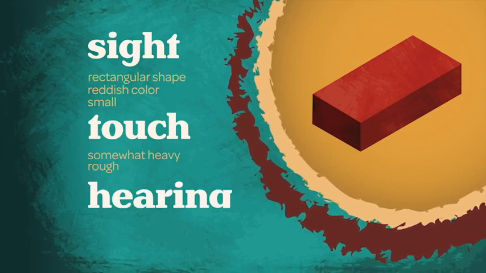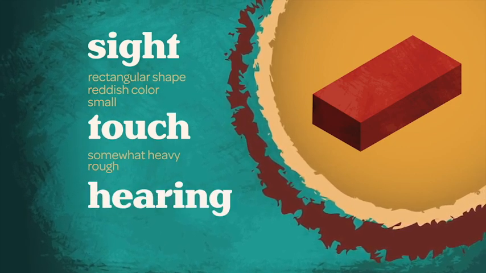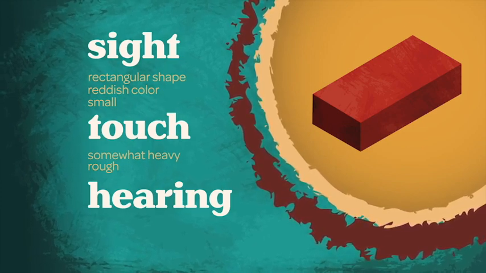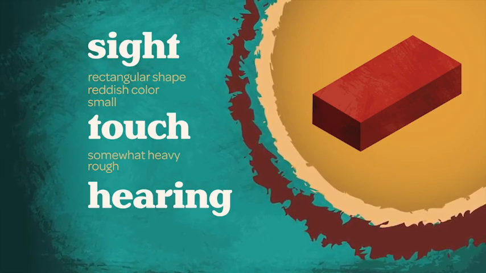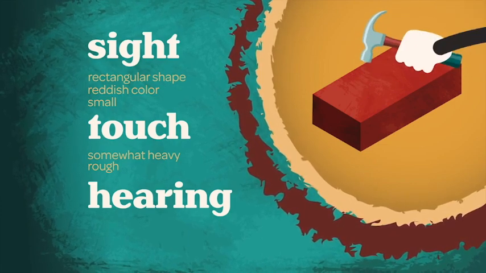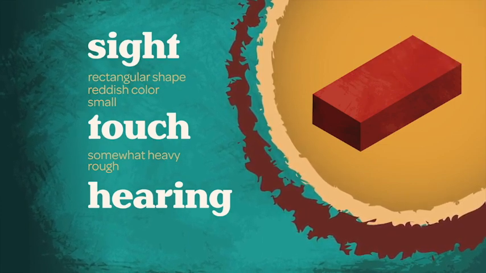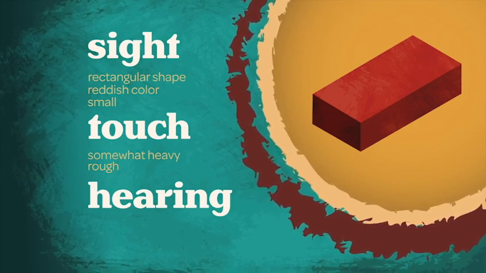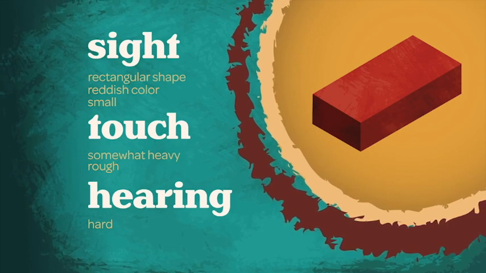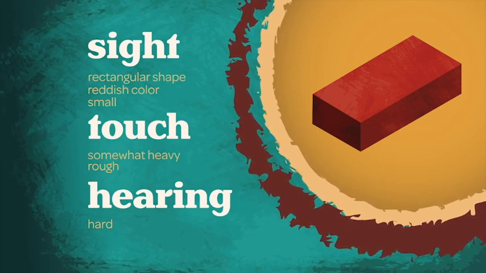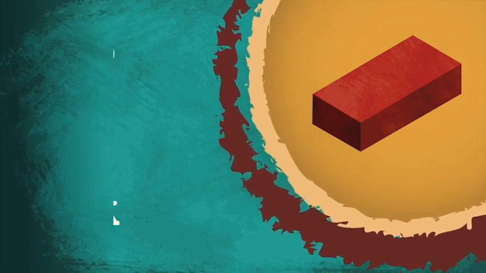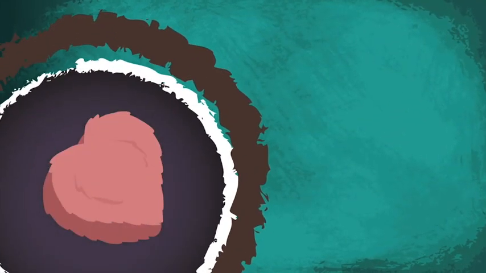Your sense of hearing can also help you make an observation about the object's texture. Tapping the object on a table or hitting it with a hammer makes a sound. This tells you that the object is hard. All of these observations help you recognize that this object is a brick. Now, observe this object.